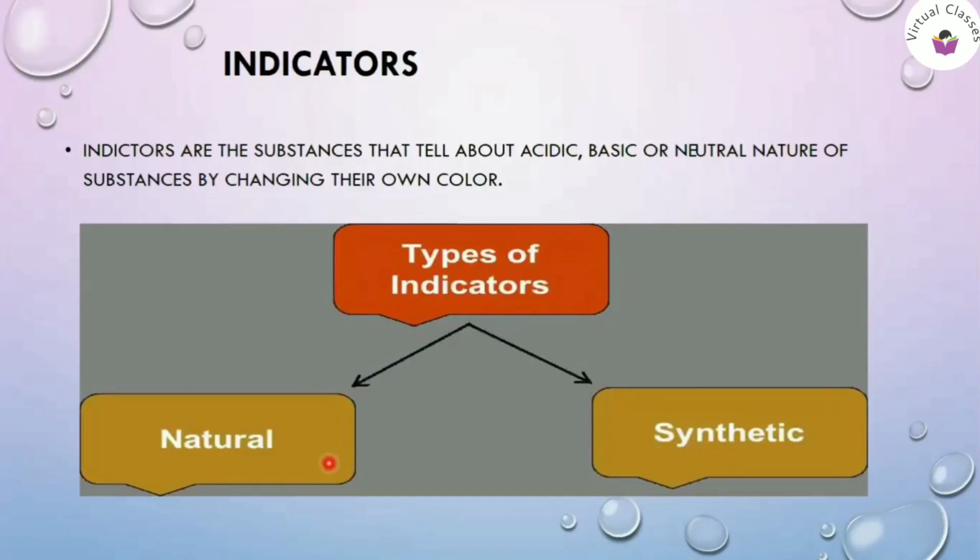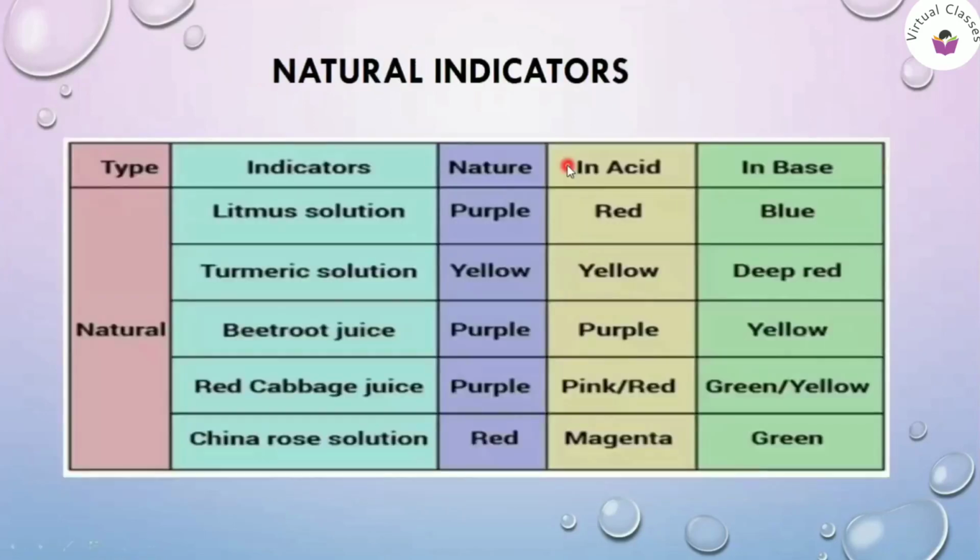Natural indicators are those that are extracted from natural sources. Then we have synthetic indicators that are prepared artificially in laboratories. We'll be looking at each of them one by one. So first have a look at natural indicators. So here we have a few natural indicators.